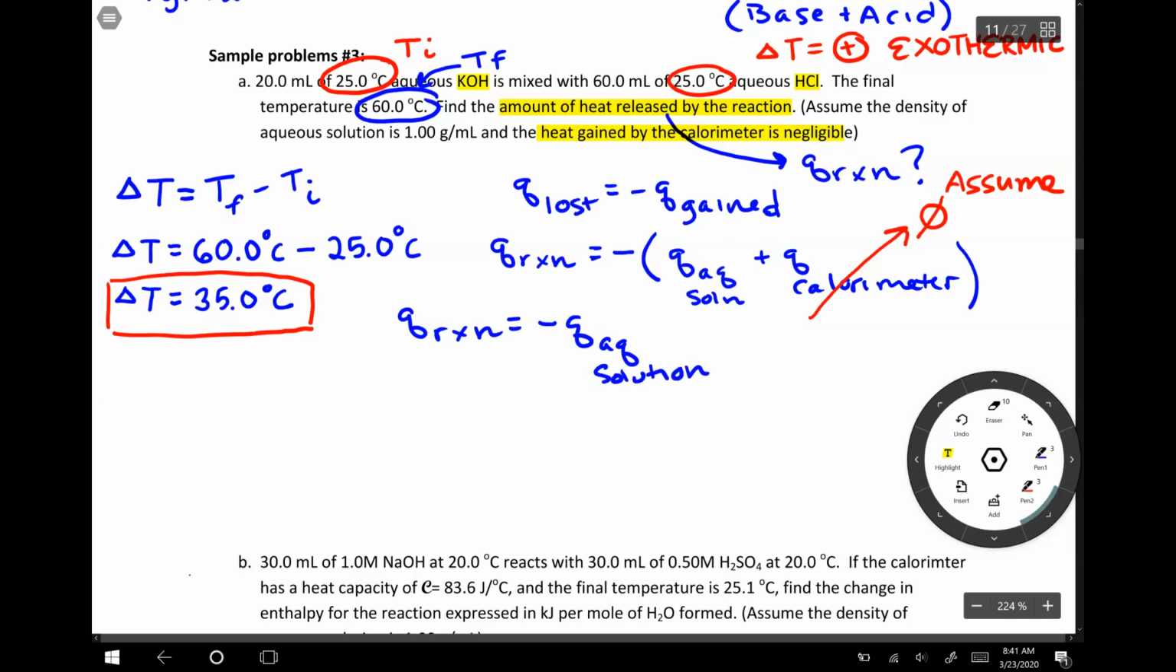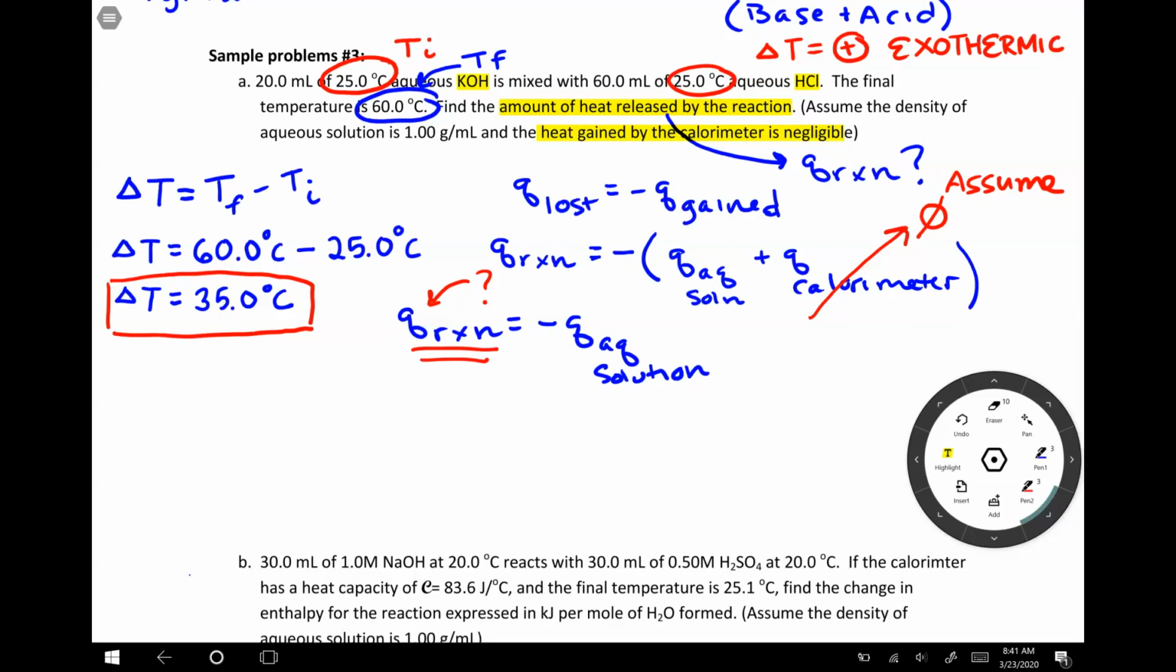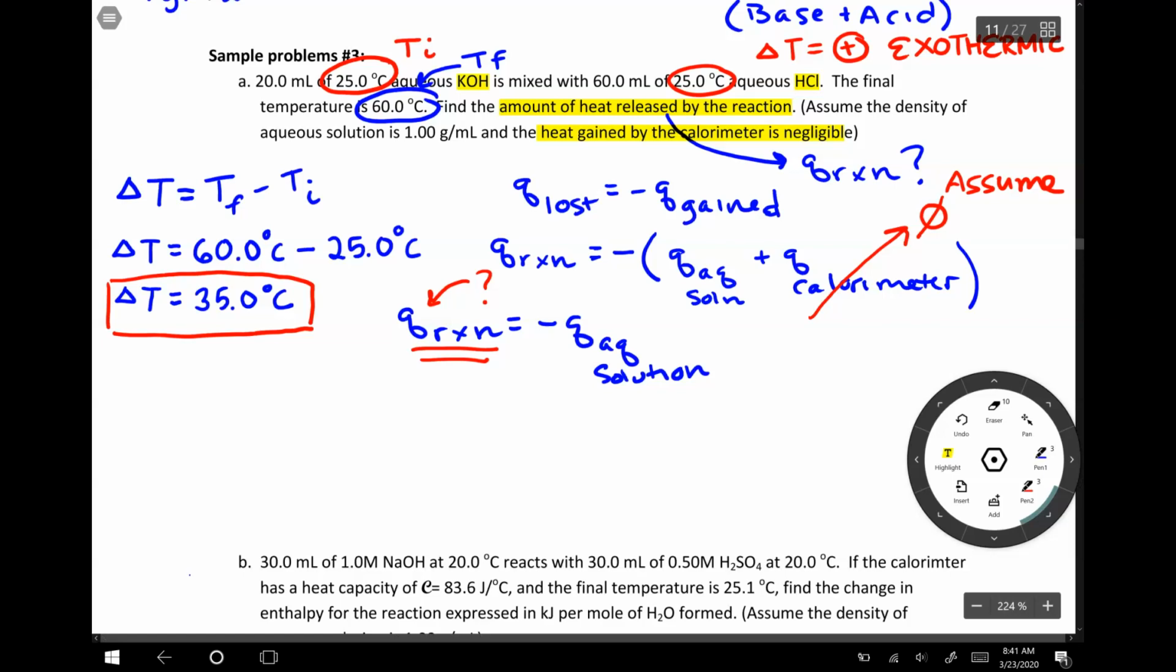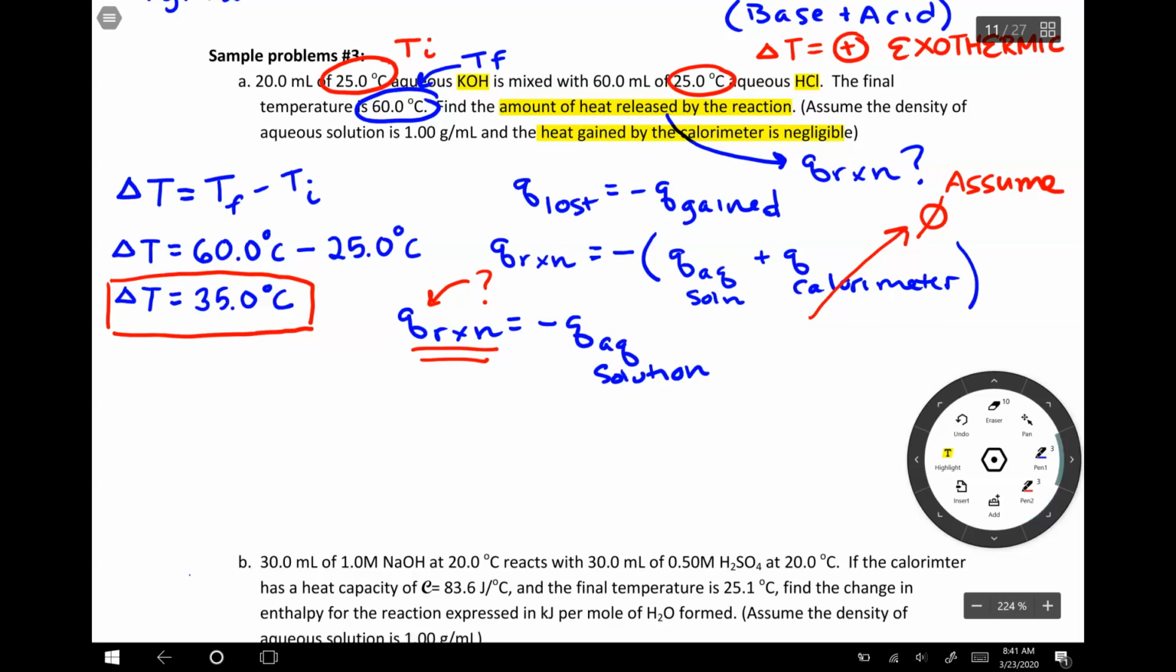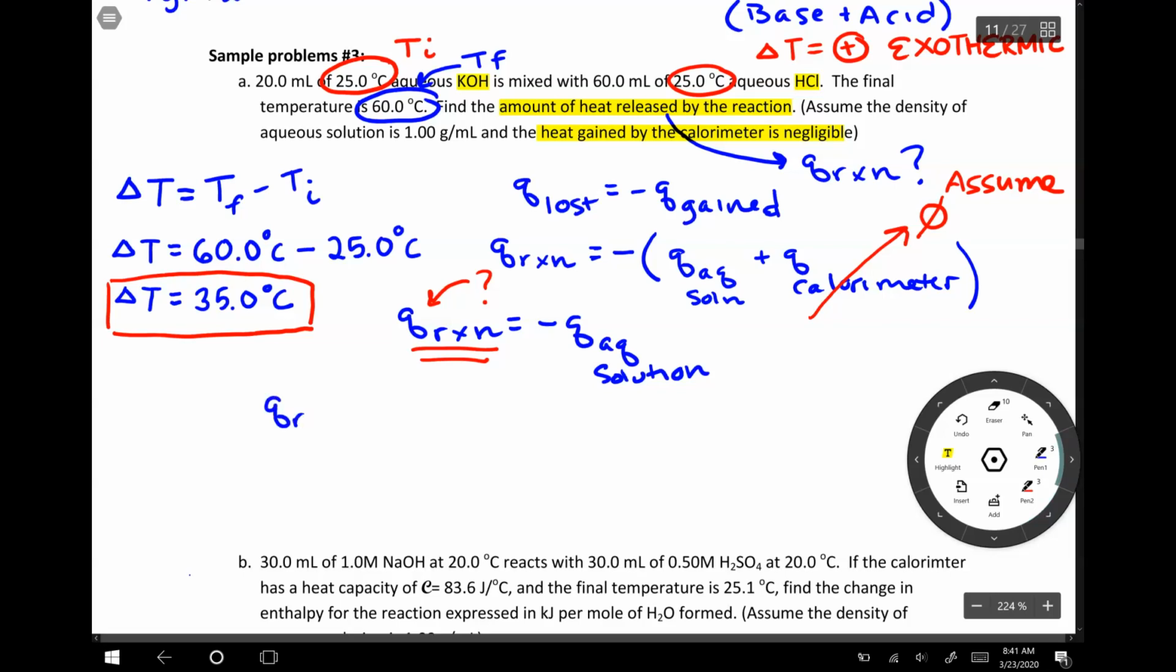The thing that I'm trying to find is this Q reaction. This is the thing that I want to find. I want to get a value in joules or kilojoules of my Q reaction. I have to break down the right-hand side of the equation into something that I can plug into. So that's what I'm doing next. I'm solving for Q reaction here.